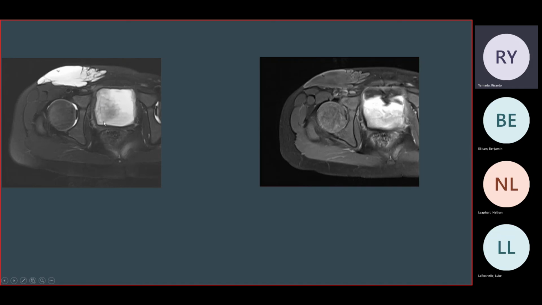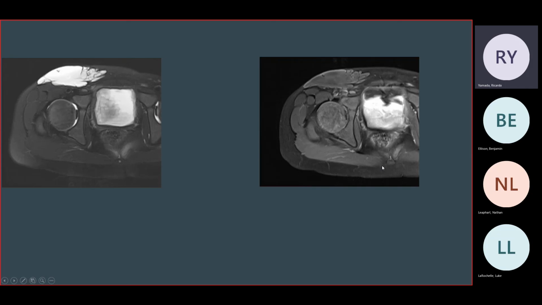So this sequence that I'm showing is the T2 sequence, where whatever has water in it lights up like this. It becomes very bright. So we have urine in the bladder, and the lesion is pretty bright. That means that there's a very high water content in the lesion.